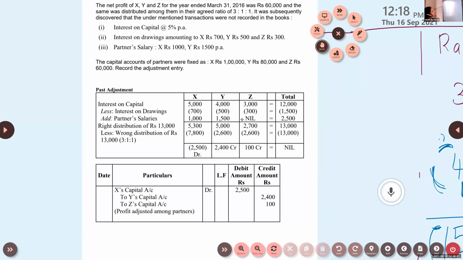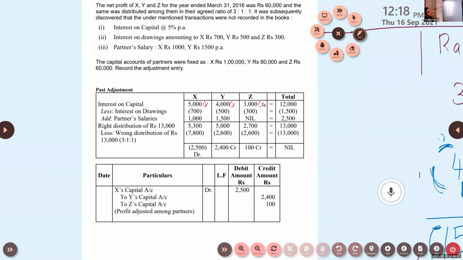So 3 items are missing. Interest on capital is to be provided. So X 5,000, it should be credited. Y 4,000 credit. Z 3,000 credit.